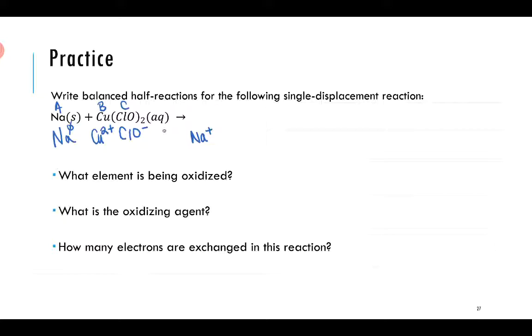And copper, so we'll have A bonded to C and then B by itself. And so we have to form a compound between our sodium and our hypochlorite ion. So we'll form NaClO because each ion is only a 1 plus. Now we need to have our copper by itself.